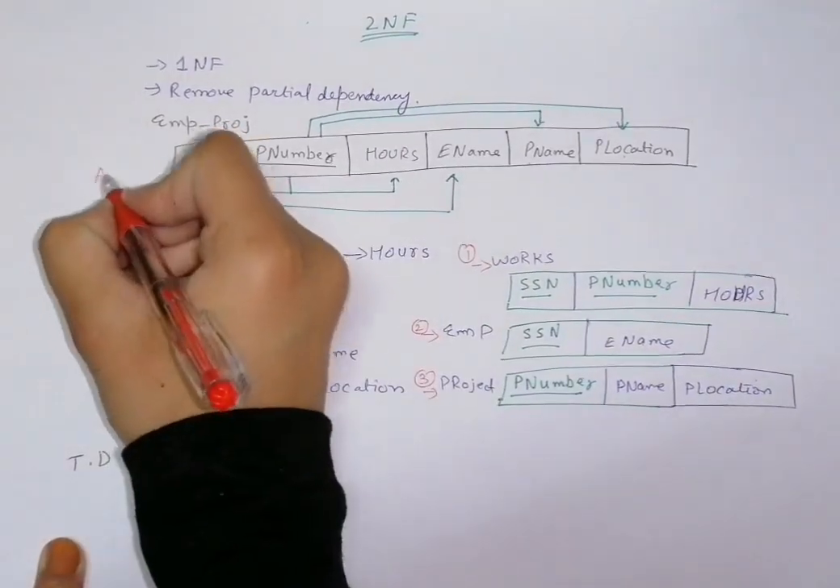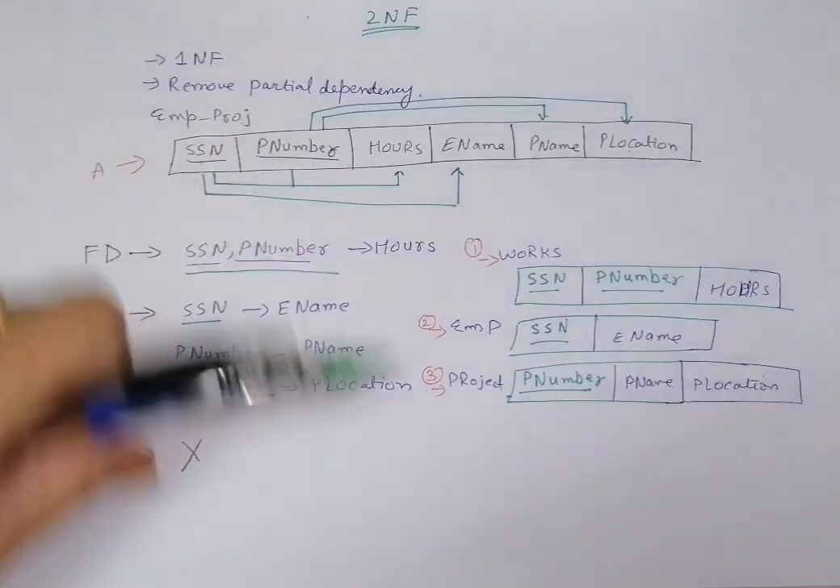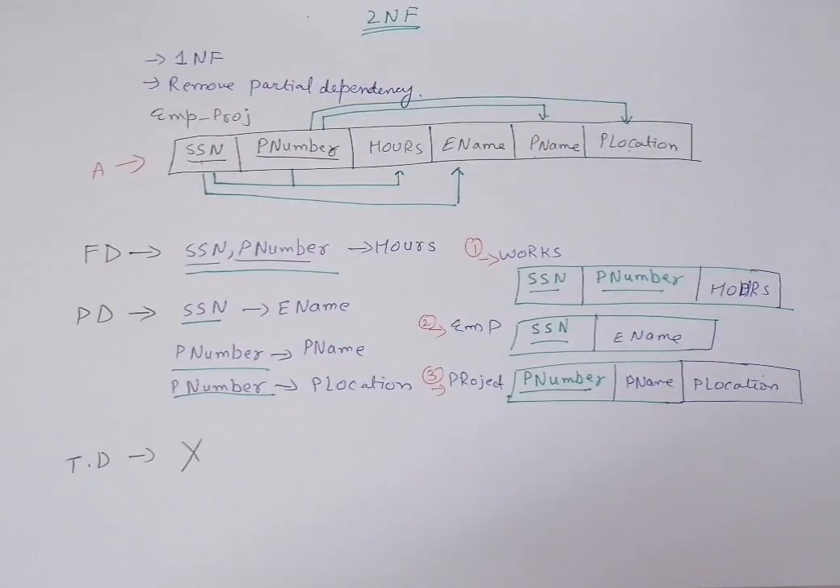This is my main relation A, and hence I have normalized it, I have brought it into the second normal form, and have decomposed this table into 3 different parts. This is how we can determine whether a given relation is in second normal form or not, and we can bring it into the second normal form as well.